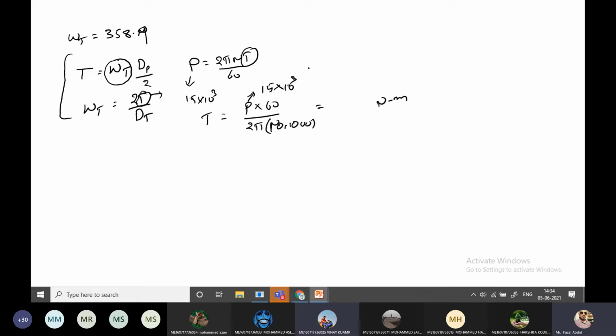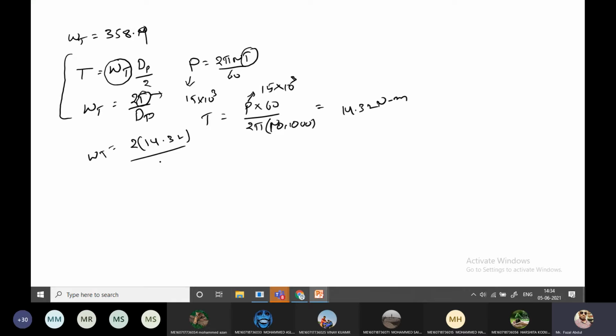14.32. Very good. 14.32 newton meter, so torque we get. Now apply the torque here. Wt equal 2 into 14.32 by dp.